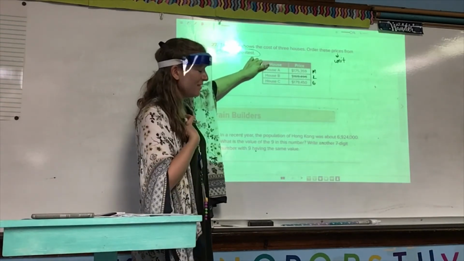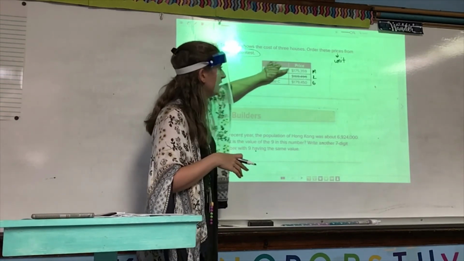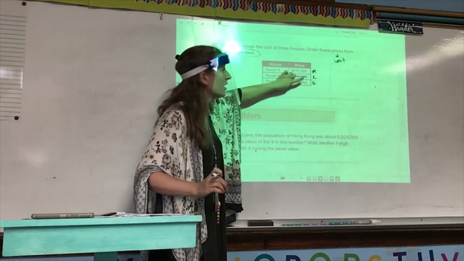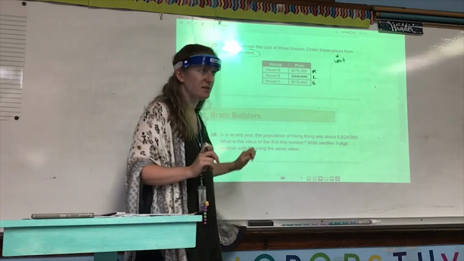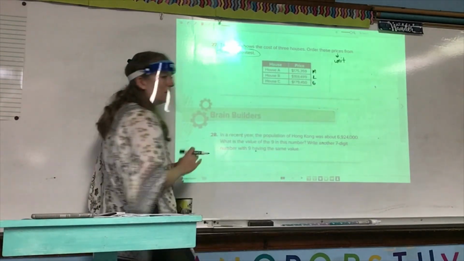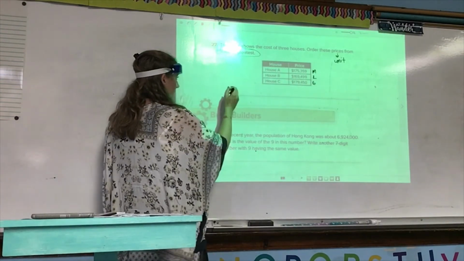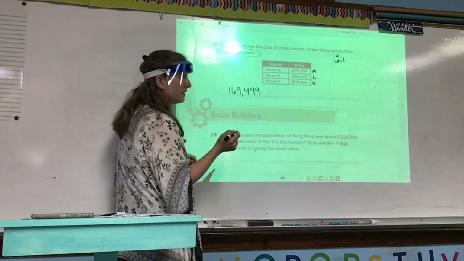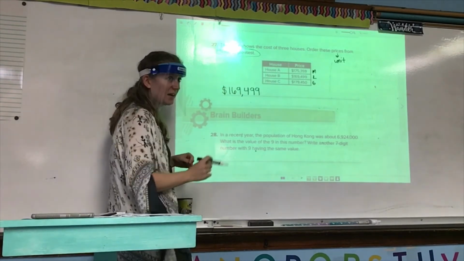Our table has houses and price. House is the word. Price is a number. So if we are ordering these prices, are we writing the words or the numbers? The numbers. Good. So which number is going to come first? 169,499. What do we need to make sure that we include in all these numbers? The dollar sign. Always use units.